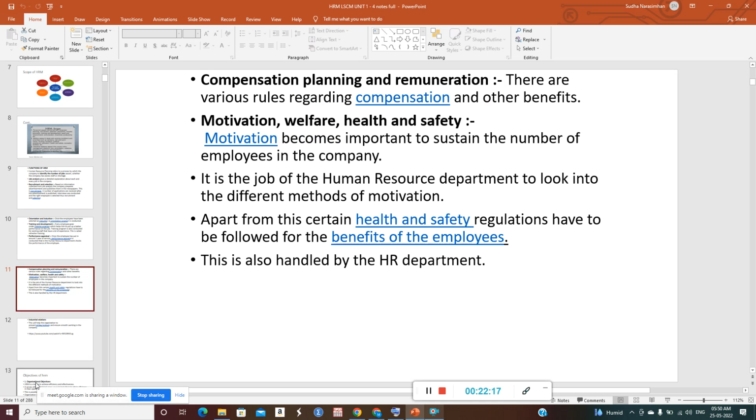The next important function is called compensation planning and remuneration. We call it compensation management. There are various rules regarding compensation and other benefits. Motivation, welfare, health, and safety are the functions that come after compensation management. So motivation becomes important to sustain the number of employees in the organization.